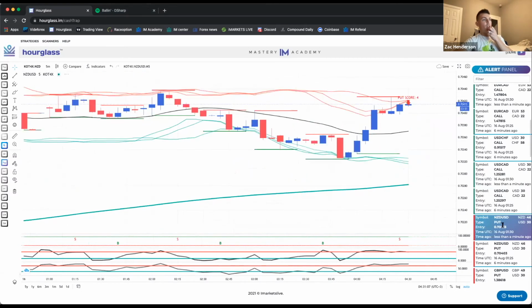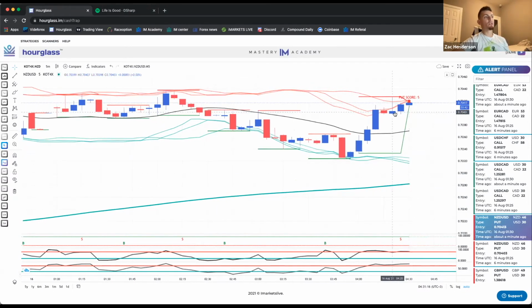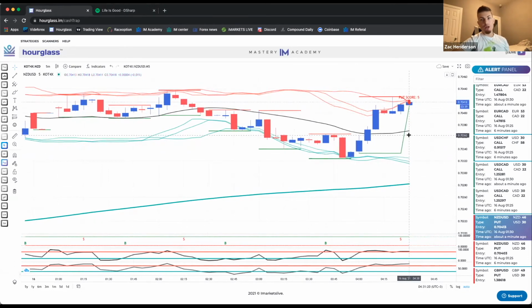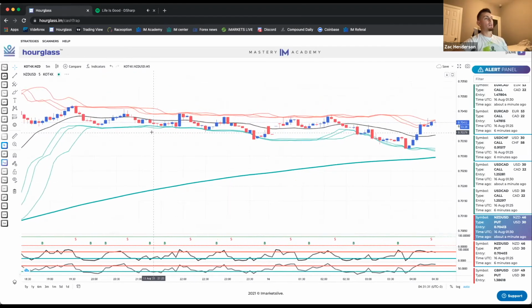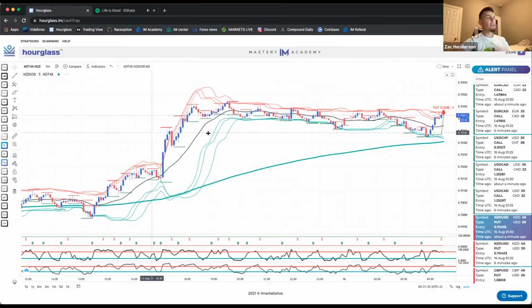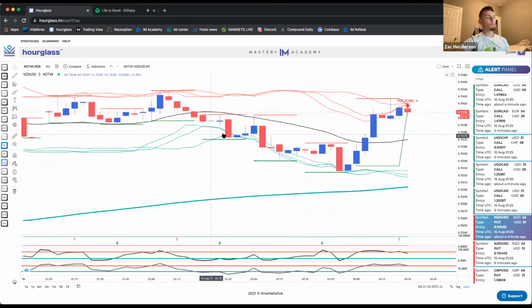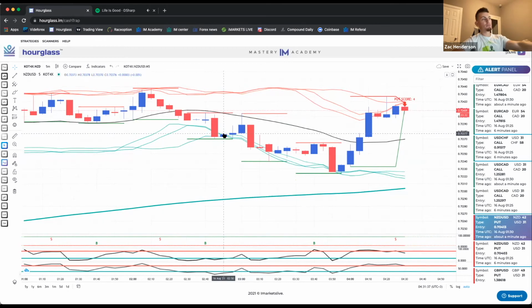On NZD USD, this long straight line is what we call the 200 EMA. Why is it called the 200? Because it's counting the last 200 candles. Each of these candles is 5 minutes long. 200 times 5. Do the math, and that'll tell you the amount of time that it's analyzing for this being the average price.